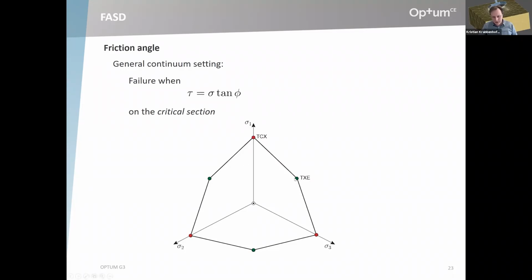And the question is then, how do things look when you move towards triaxial extension? Is it a straight line? What happens in between here? And people have tried to answer that experimentally.